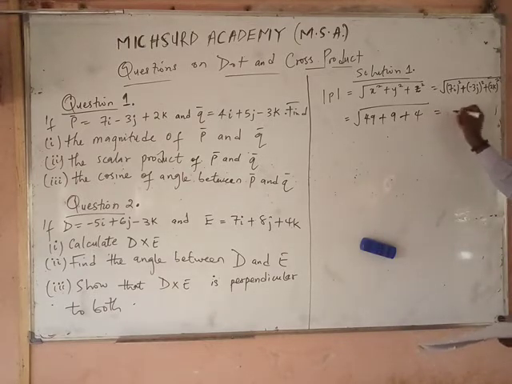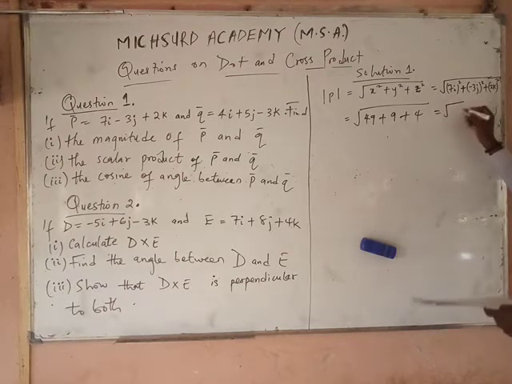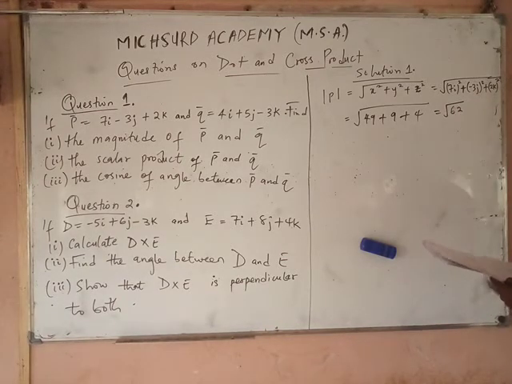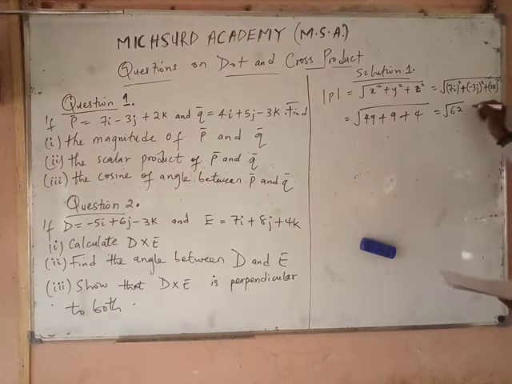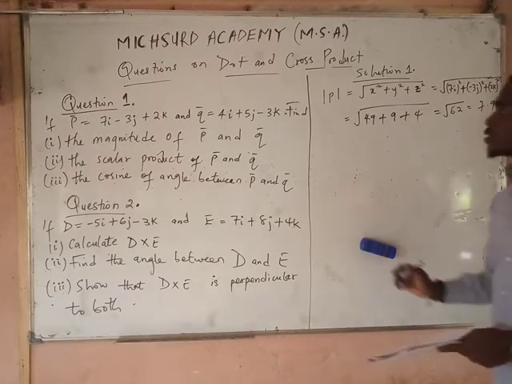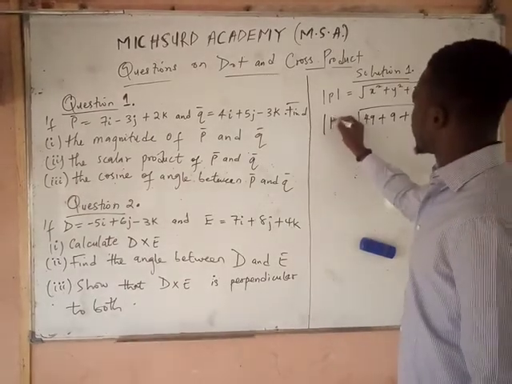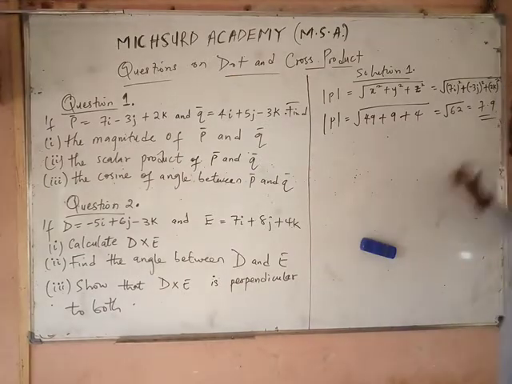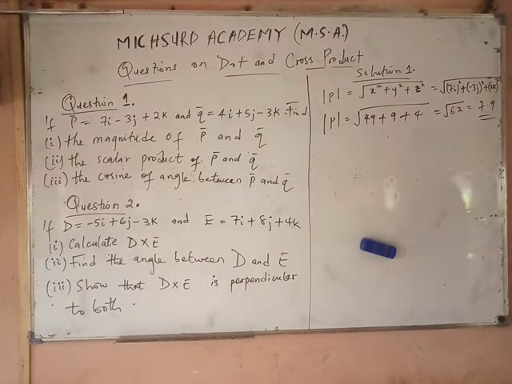So if you punch that in your calculator, you are going to have your answer to be 62. If you take the square root of 62, it will be equal to 7.9. So that is the magnitude of P. The magnitude of P is equal to 7.9.